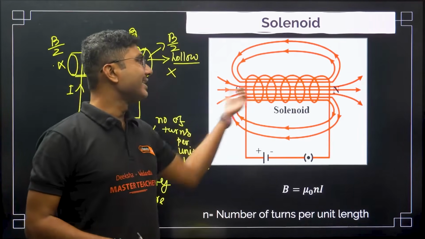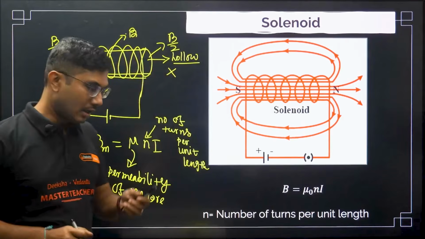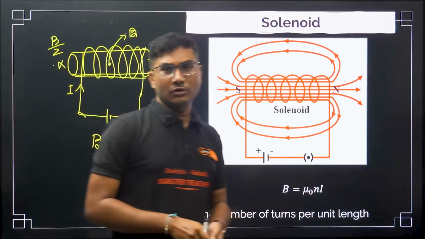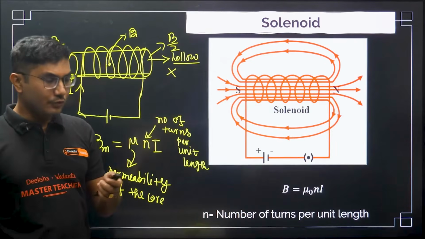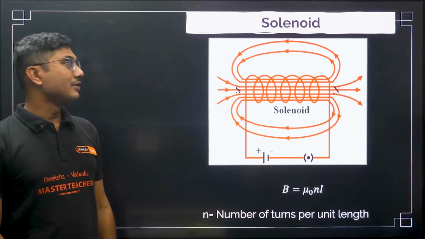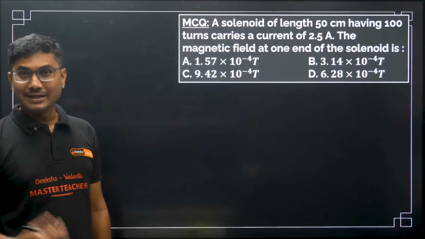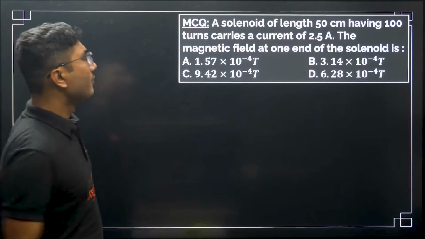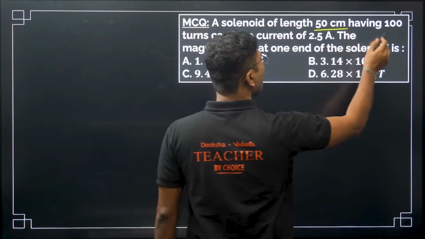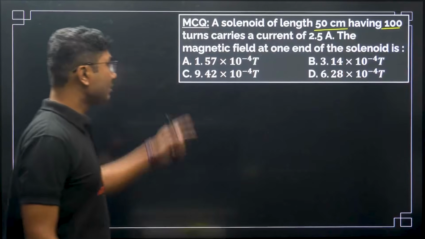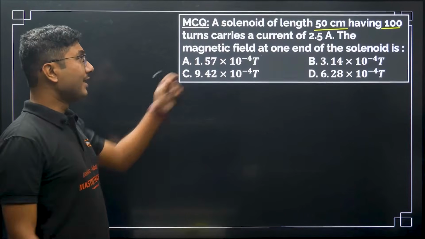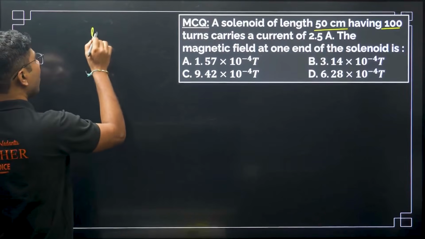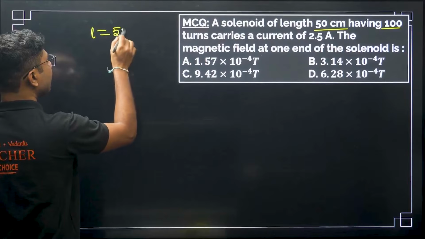It slowly decreases as you are moving away from the center, but for most of the central region we can assume it is constant. But when they ask you to find the magnetic field at the end, then you have to calculate that magnetic field and then divide it by 2. That will give you the magnetic field at the end. Now how to do that? First of all, length is given, total number of turns is given. This is not n, by the way. Having 100 turns means the total number of turns, right? So length of the solenoid is 50 centimeter.